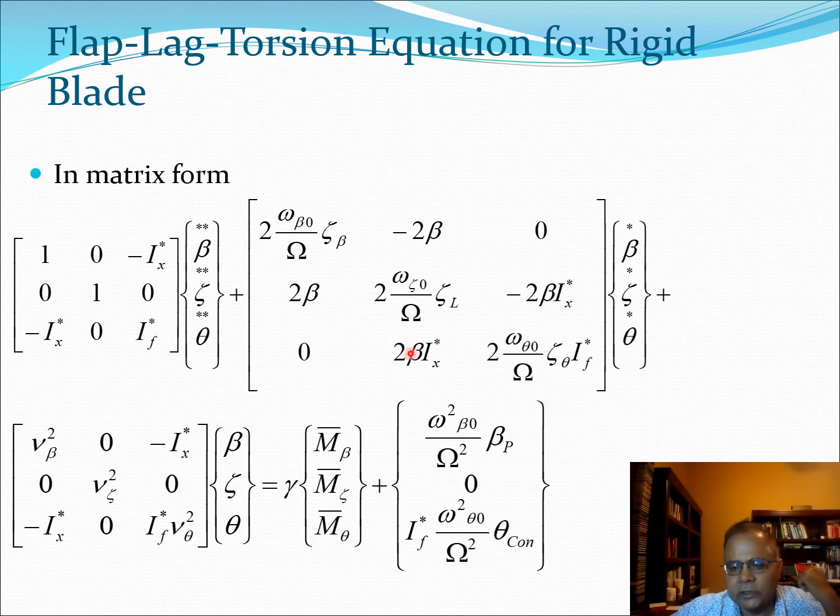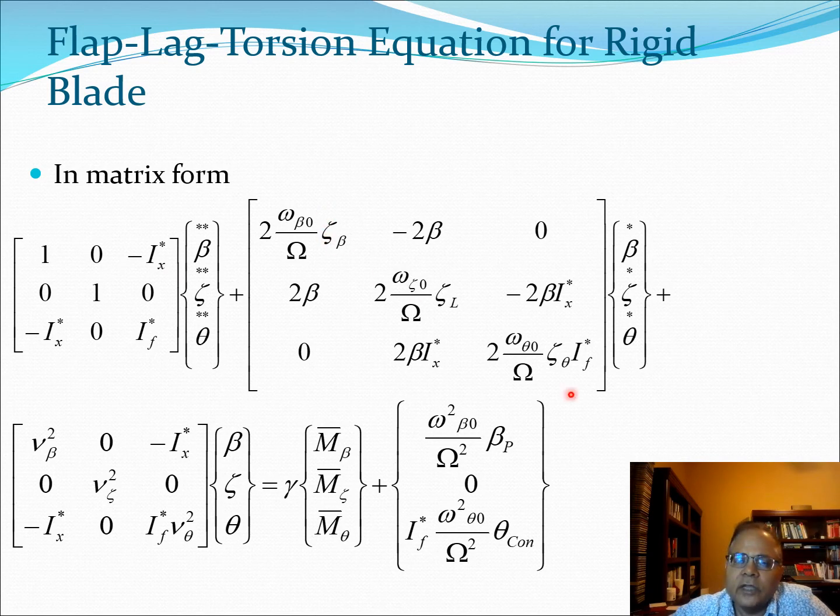And clearly you can see here, let's start with the mass matrix here. Now there is a coupling term present between the pitch and the torsion, and that is created by Ix star.